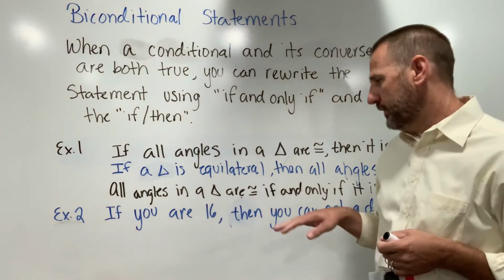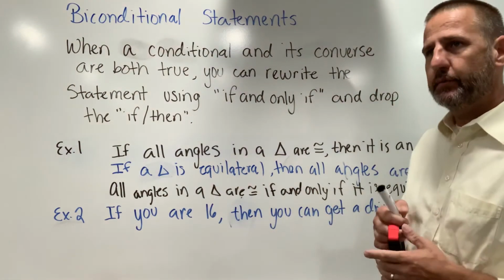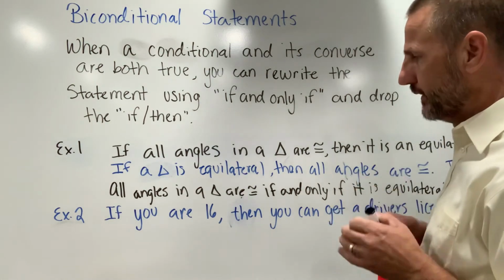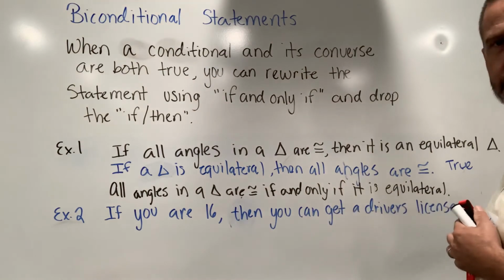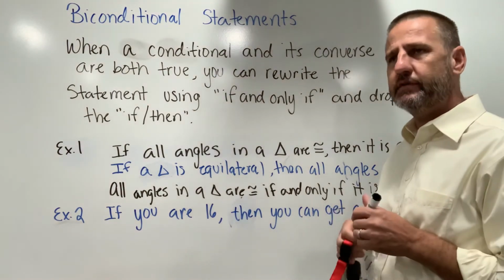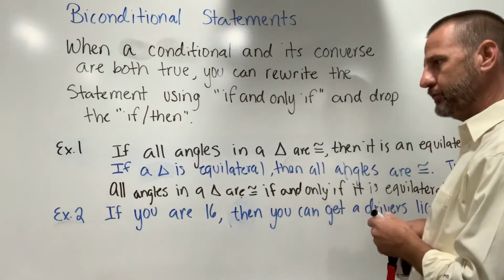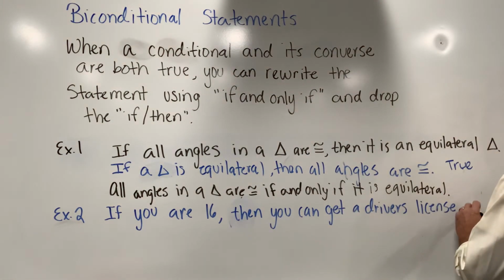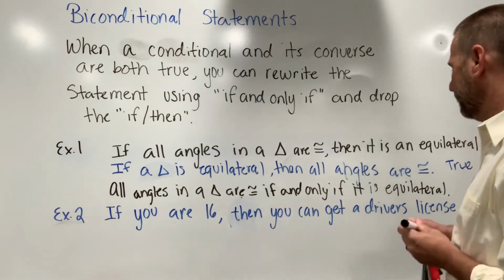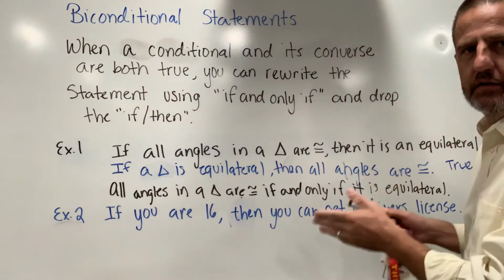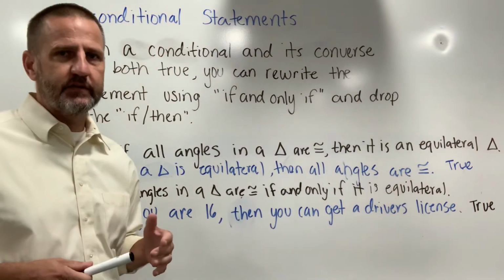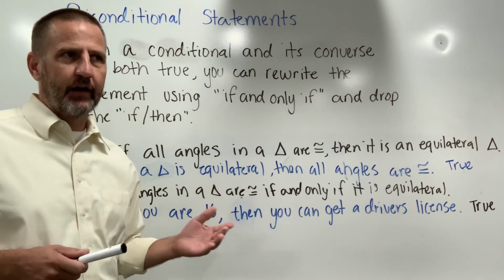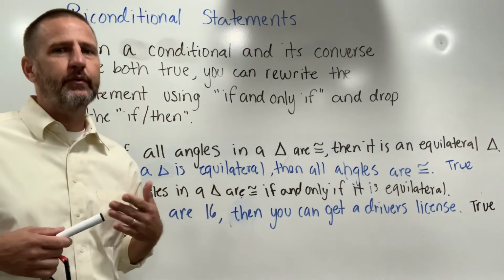On example number 2, I want you to look at this statement and see what happens. The first time I say, if you're 16, then you can get a driver's license. That is a true statement. If you're 16 here in Florida, you can get a driver's license. But what happens when I say that as a converse? If you get a driver's license, then you are 16. Are you sure about that? Lots of people have driver's licenses. It doesn't imply that they're 16.